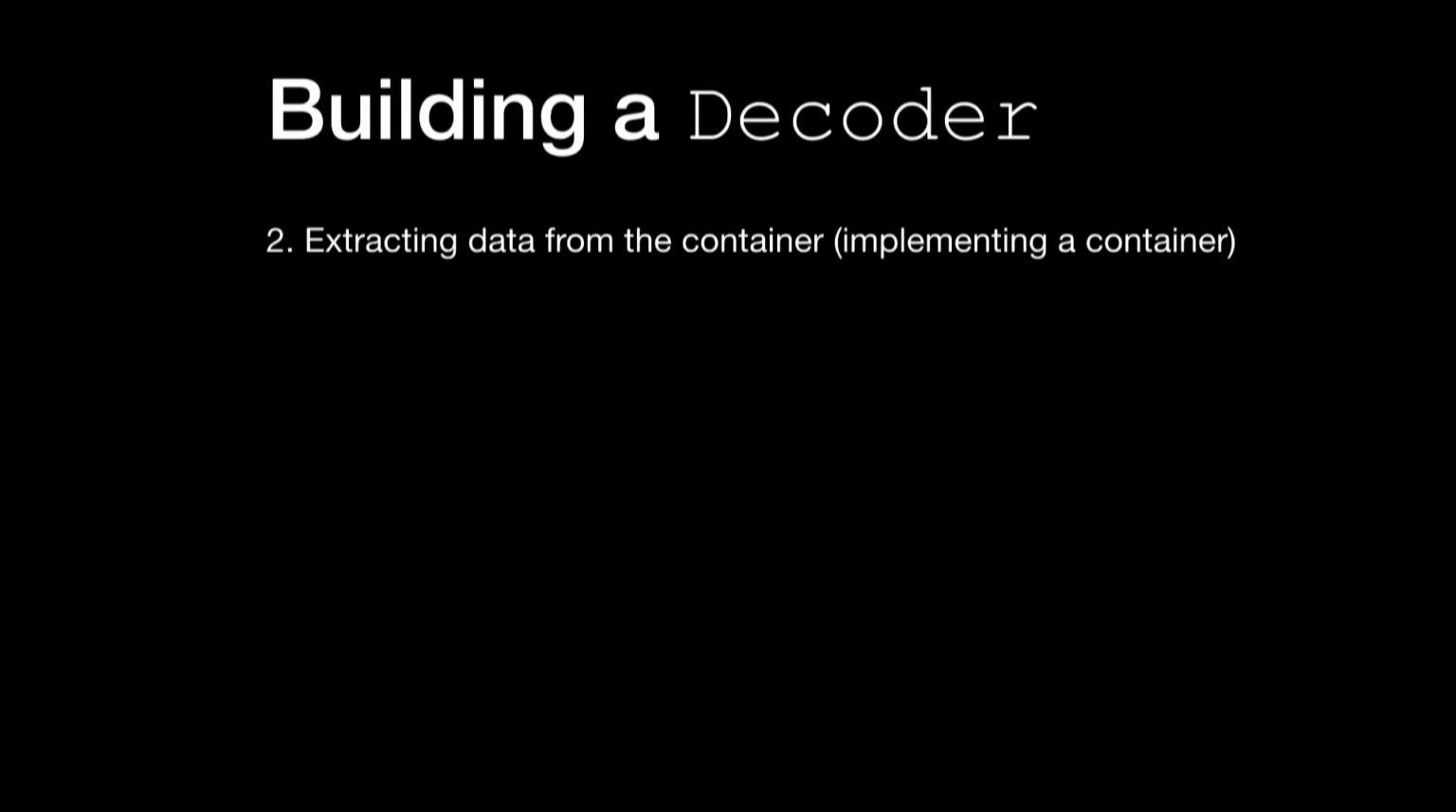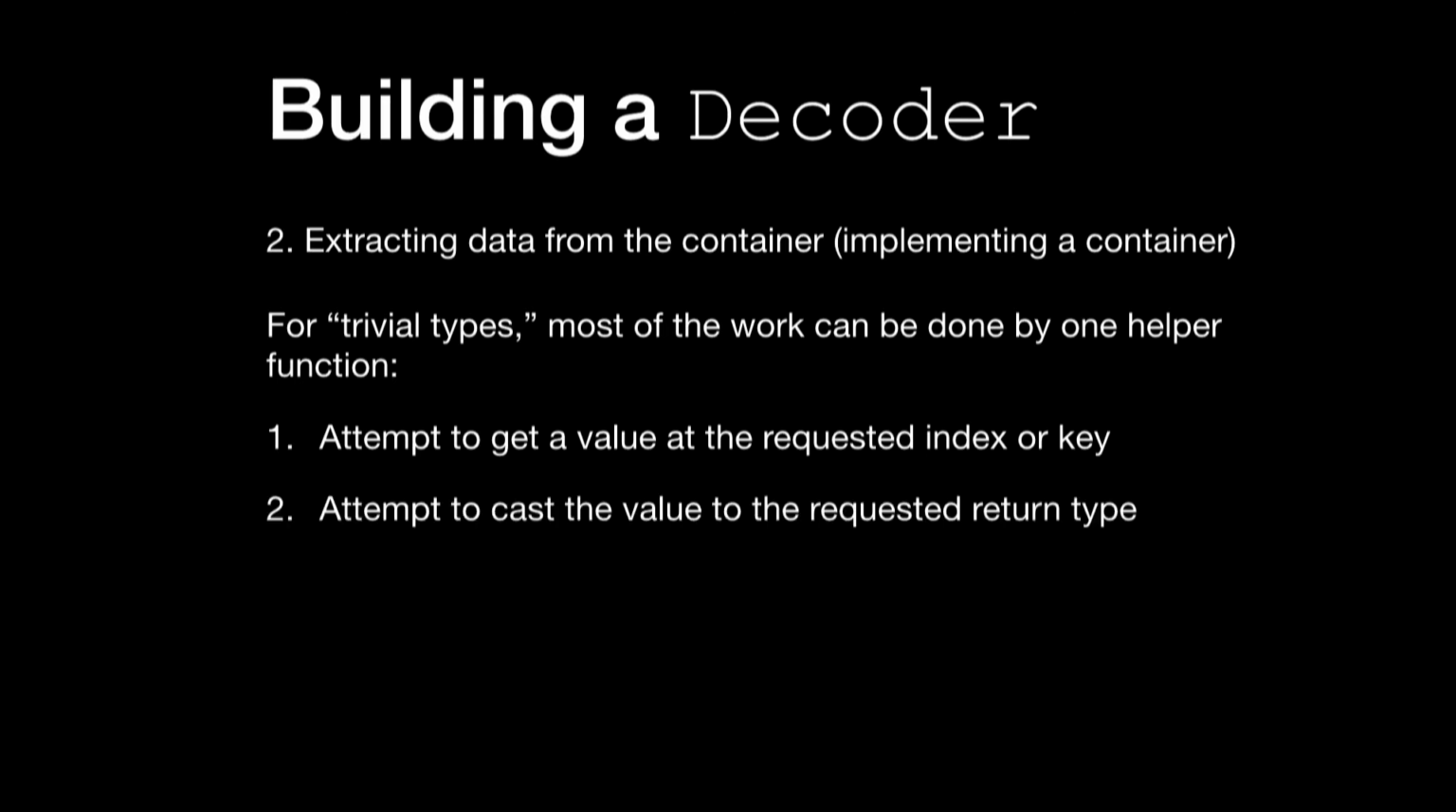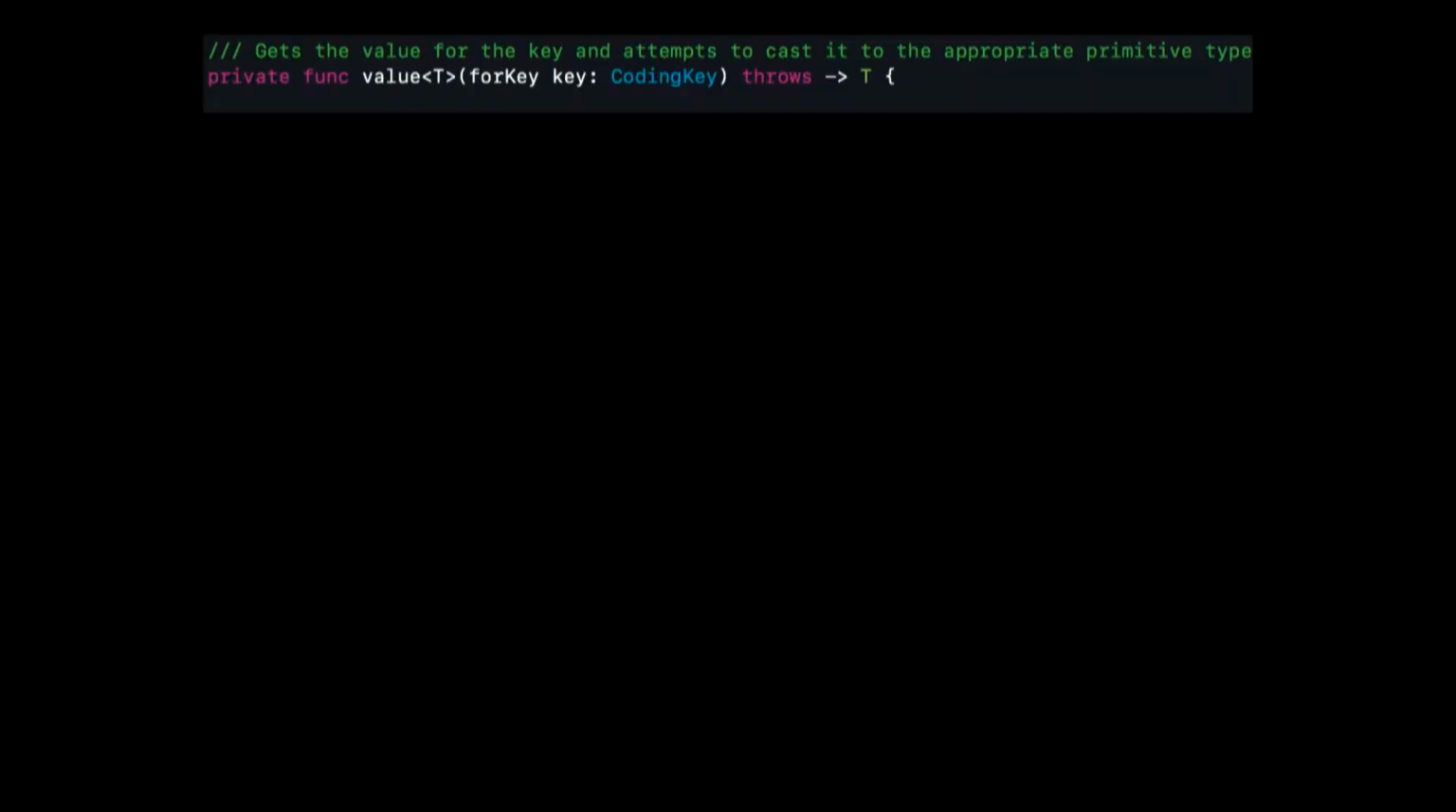All right, so moving right along, let's move on to the second step, which is extracting data from your container. And we're going to do that by basically building one of these decode methods. So we'll tackle trivial types first, and you'll note that most of the work can be done by one helper function. The way the function works is this: we attempt to get a value of the requested key or index when someone calls decode on one of these containers. And then we attempt to cast it to the requested return type of that value.